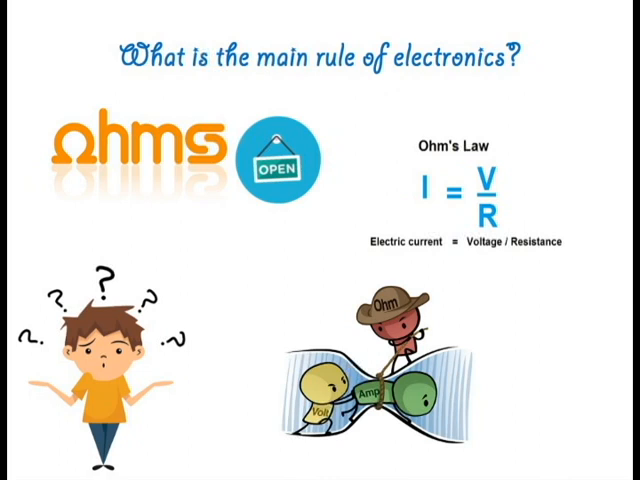So the story ends like this: voltage will push the electrons to produce current, but resistor will always try to stop the electrons. So we can come up with a relation like I, that is current, which is directly proportional to V, that is voltage, and inversely proportional to R, which is resistance.